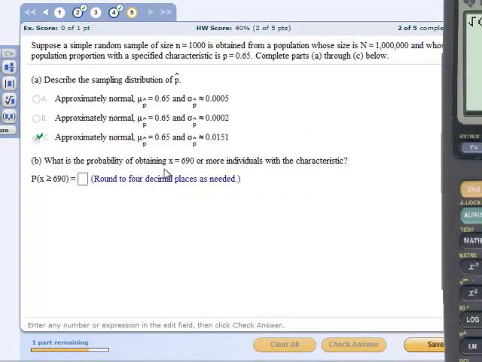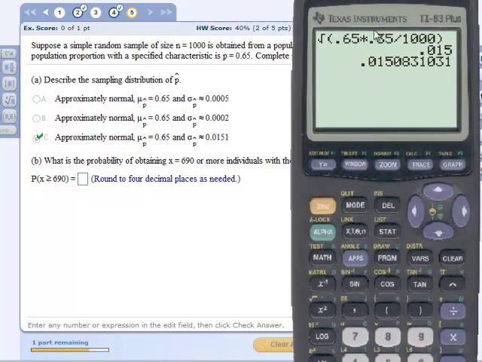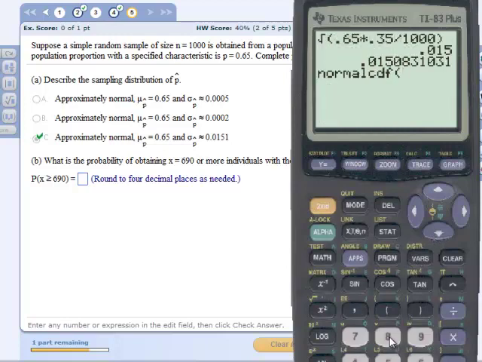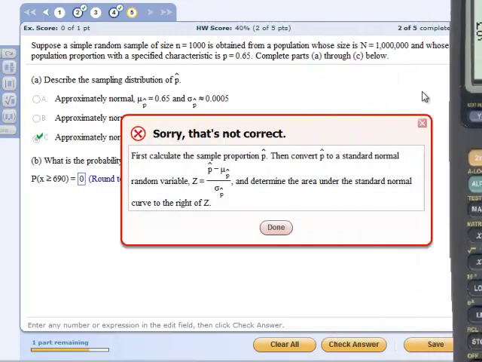Okay, what's the probability of obtaining x equals 690 or more with this characteristic? Again, we're going to do a normal CDF. Left bound, so 690 is my left bound, comma right bound, which is infinity. And then the mean, comma the standard deviation that we just found, 0.0151. And I get 0. Hopefully I didn't put that in wrong. Nope, didn't like that, so let's take a look.